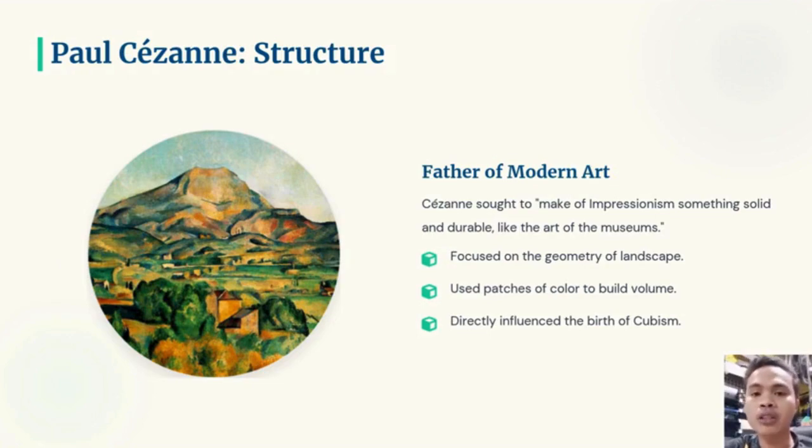So we have here Paul Cézanne, or structures. Next is Paul Cézanne. People call him the father of modern art. He didn't care about making things look soft. He wanted things to look solid. He used small patches of color to build shapes like this mountain. He believed everything in nature could be simplified into geometric shapes.